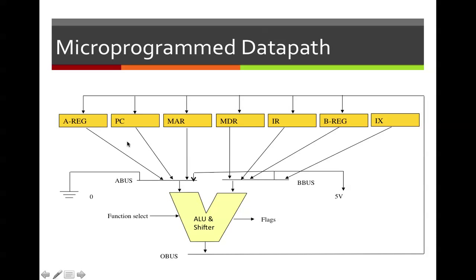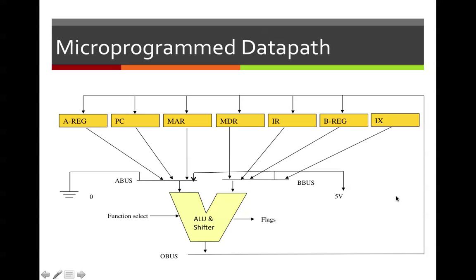So the actual positioning of the various registers of VESP, the microprogram version, are indicated here. Like the A register is on the A bus, PC and MAR as well. We also put 0, the ground, on the A bus, and then 5 volts on the A bus as well. And on the other side, we actually have MDR, IR, B register, and IX, as well as 5 volts. And then the output bus. So this is how it's organized.